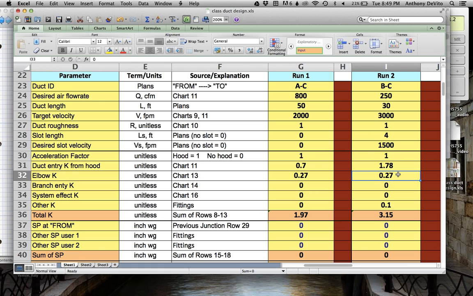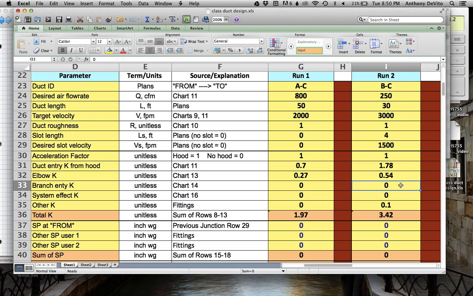Okay, so now, where was I? Acceleration factor is 1. The duct entry factor, K factor, is 1.78. That's from chart 11. We have 1 elbow. You guys might have 2 if it had 2. Let's put 2. Let's say you're right. Put in a second one. So we're gonna change that to 0.54. Okay? All right, happy now? Okay, now branch entry factor.